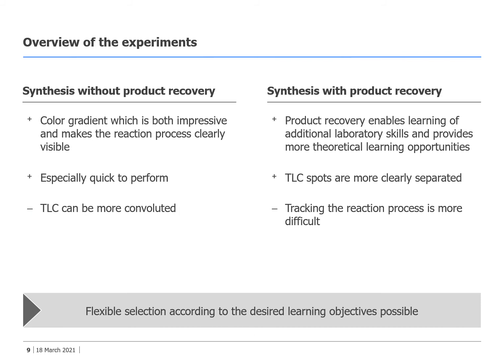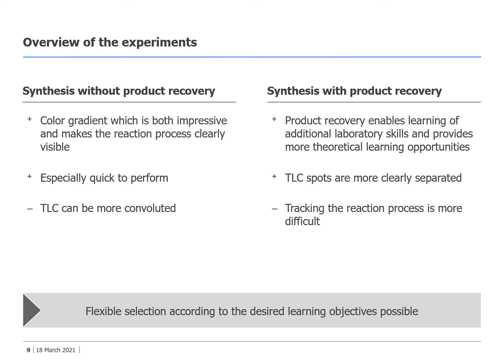The experiments shown so far demonstrated synthesis with very low fluorescein concentrations, making product recovery impossible. However, the color gradient during the reaction is clearly visible, and the experiment can be carried out very quickly. The performed TLC showed visually nice results, but the spots are partially very close to each other.